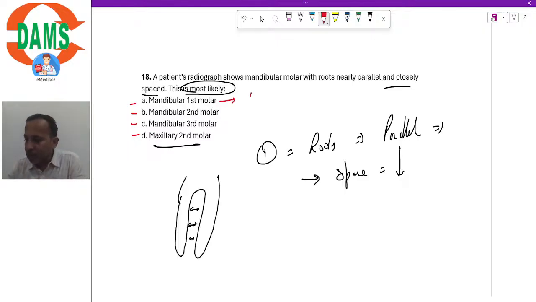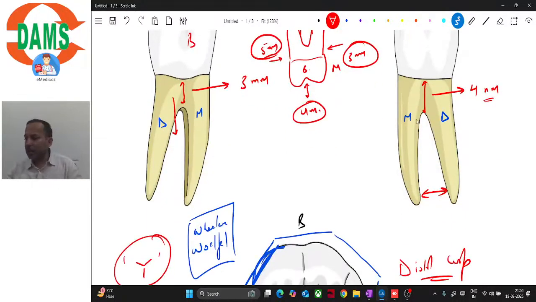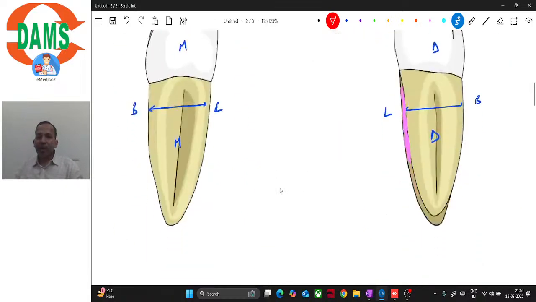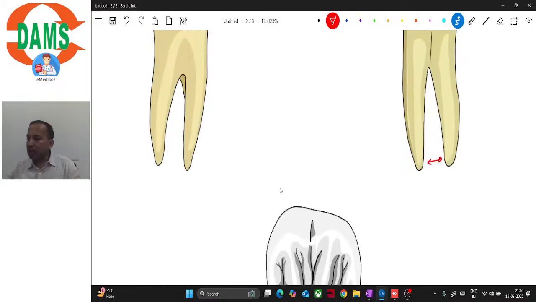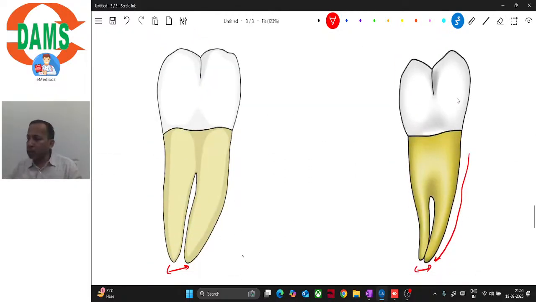In the mandibular first molar, the roots are divergent, as I have shown you in the diagram, isn't it? Whereas in the second molar, as compared to the first molar, they are less divergent. So you can say they are more or less parallel. In the third molar, what happens is the roots become convergent, and they fuse, isn't it?